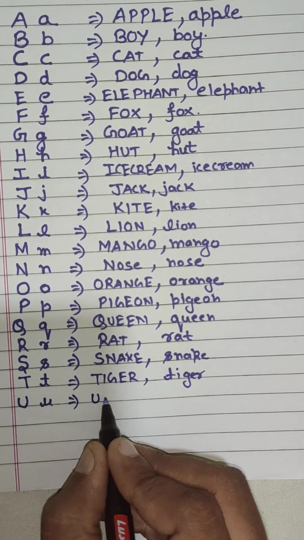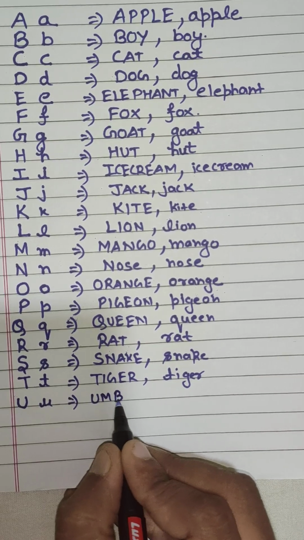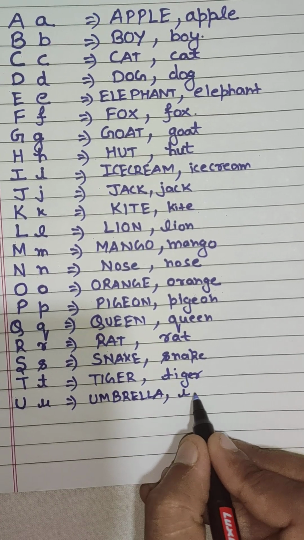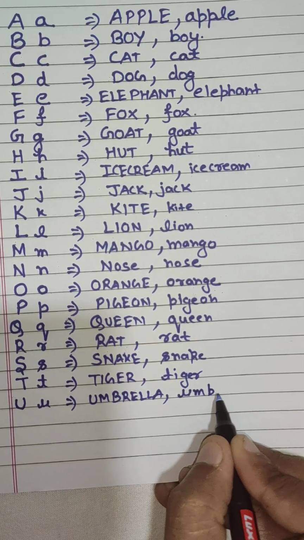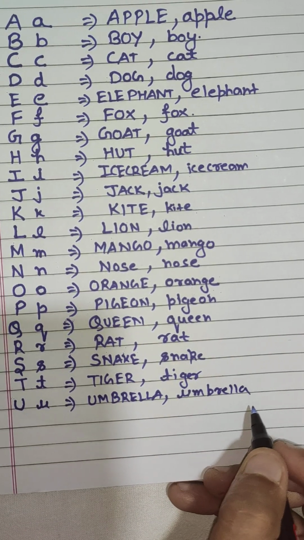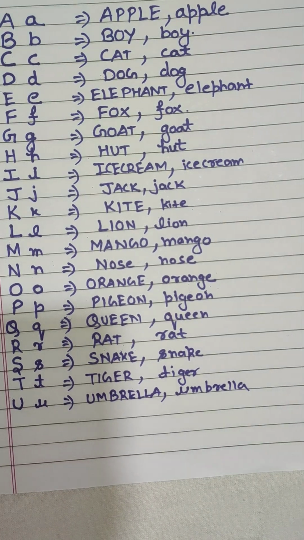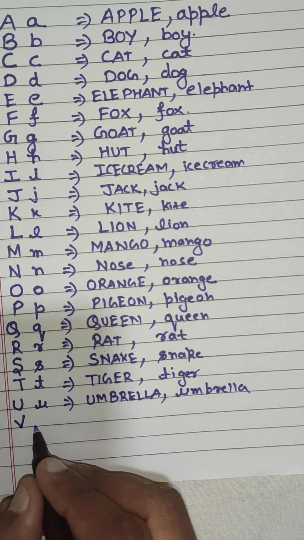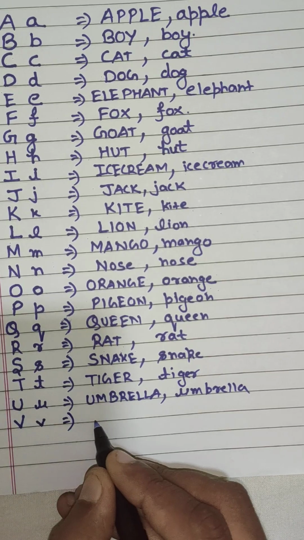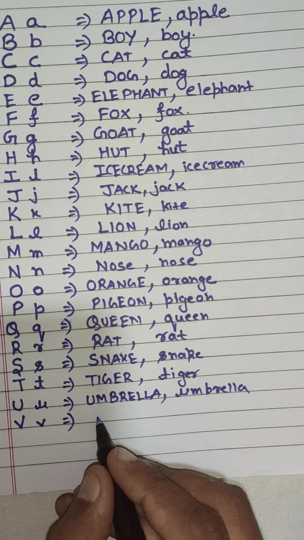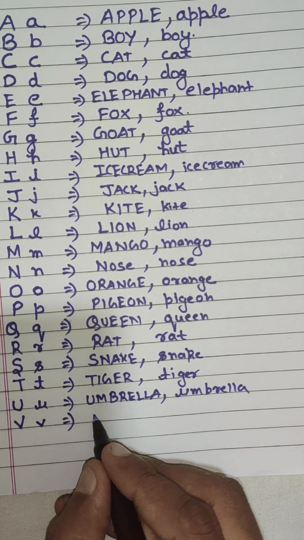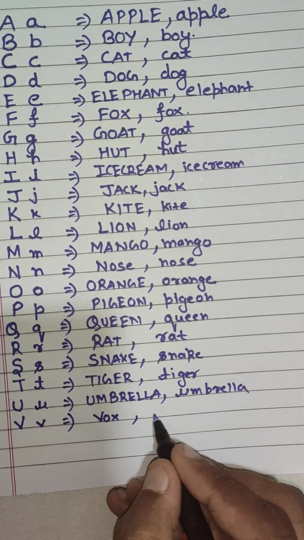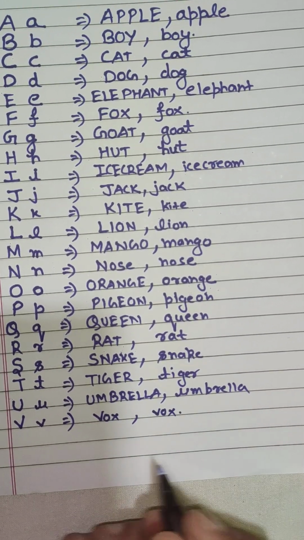U for umbrella. Umbrella. Then again we will write V, capital V, and small v. V for vox. Vox.